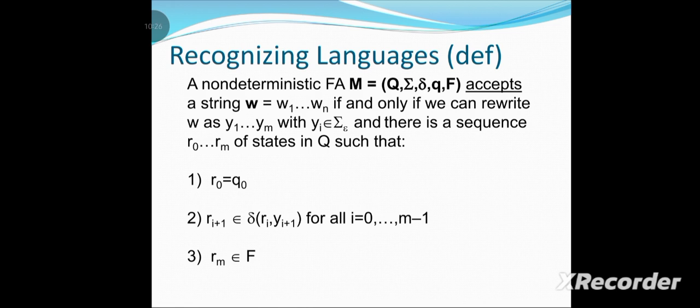So recognizing language, same thing. If you have a non-deterministic finite automata, it will accept a string only if it satisfies the same three conditions. Starting with the start state, it will follow the transitions and end in the final state. So hope you understood what is finite automata. Thank you.